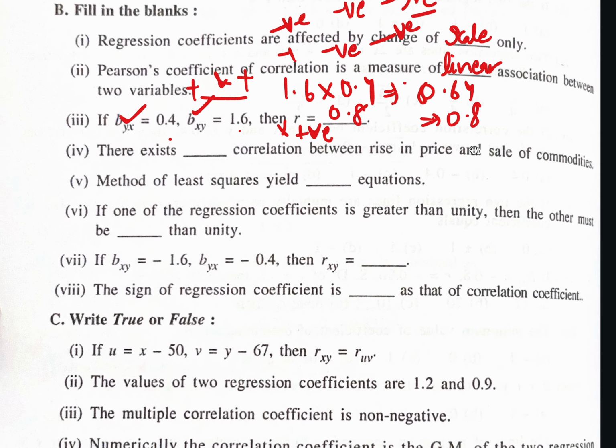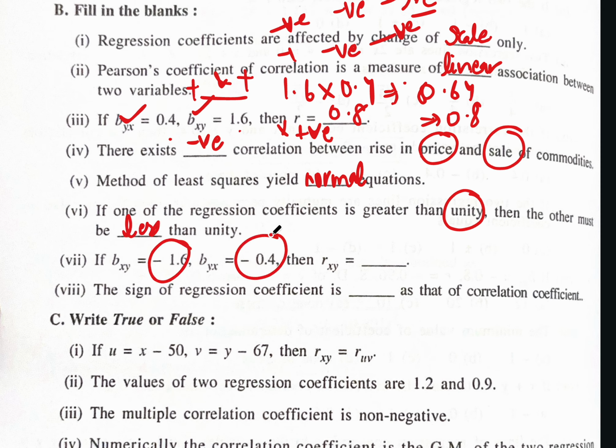No, rise in price and sale. If price rises and sale falls, there's a negative relationship between these two items. Then method of least square yields normal equations. Wait, the answer to this is yes, normal equations. I'm right. If one of the regression coefficients is greater than unity, then the other must be less than unity. Yes.